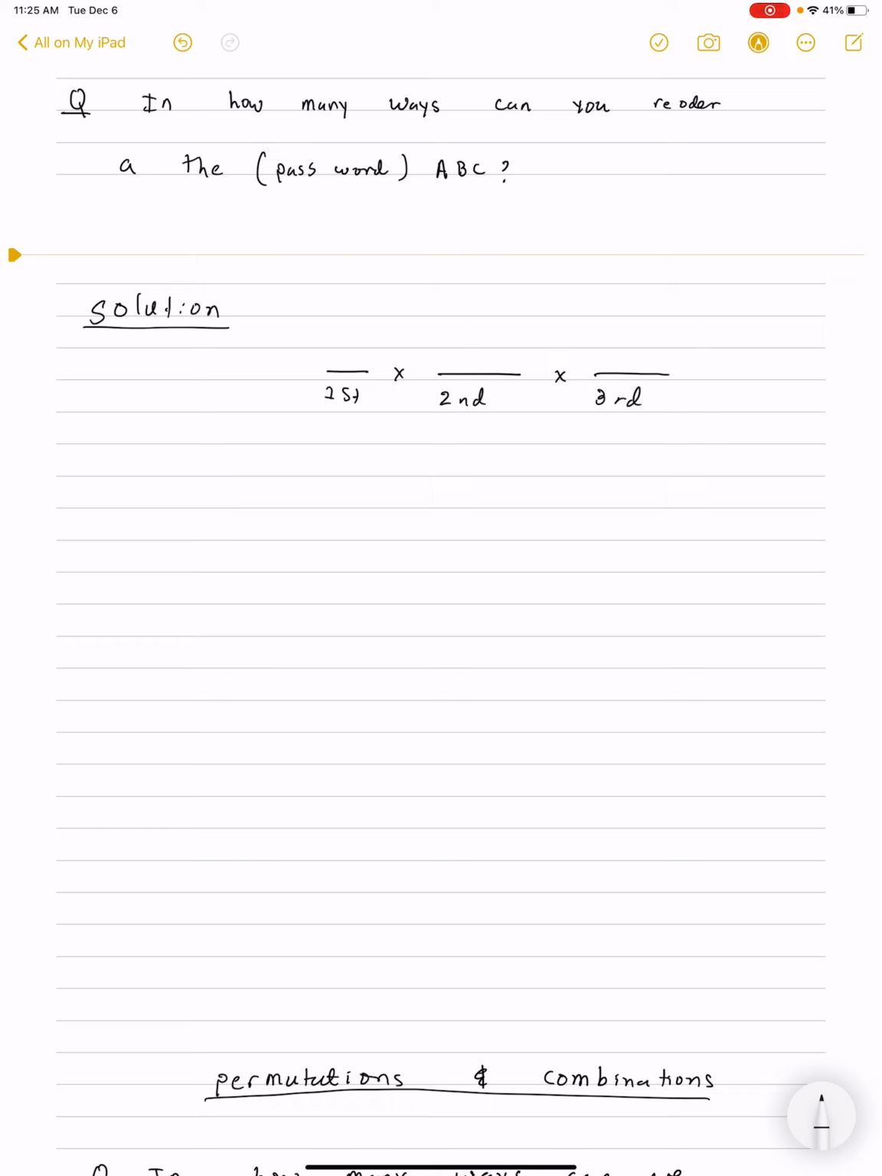Well, for the first letter that we'd put down, it could be any of A, B, or C. So there's three possibilities. We've used one of the letters to reorder. So now there's two remaining, and finally there's one. This is 3 factorial. This is also equal to 6. So this is just a little reminder of counting.